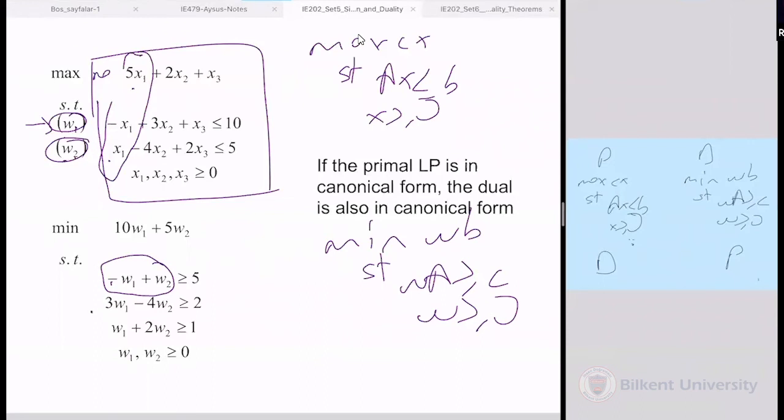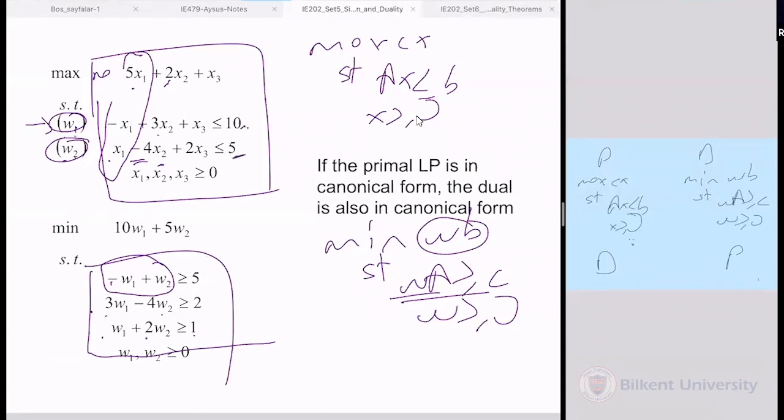Second constraint is for x2. The first multiplier is 3. I'm writing Wa. 3 times W1 minus 4 times W2 should be at least 2. And W1 plus 2 W2 should be at least 1. All right? So I have written my constraints. Objective function minimizing Wb. W1 times 10 because this is for the first variable, and W2 times 5 because this is for the second variable. Is it clearer now, Oktay?